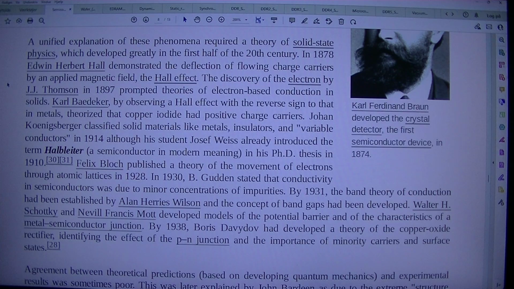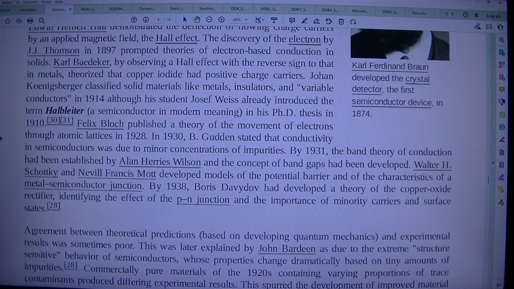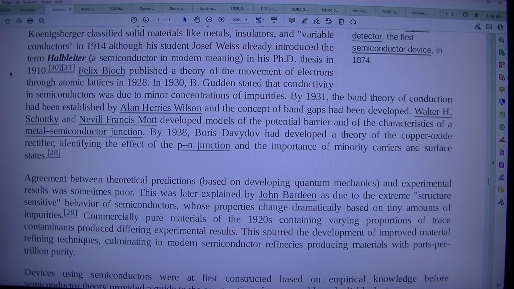prompted theories of electron-based conduction in solids. Karl Baedeker, by observing a Hall effect with the reverse sign to that in metals, theorized that copper iodide had positive charge carriers. Johann Koenigsberger classified solid materials like metals, insulators, and variable conductors in 1914, although his student Josef Weiss had already introduced the term Halbleiter, a semiconductor in the modern meaning, in his PhD thesis in 1910.